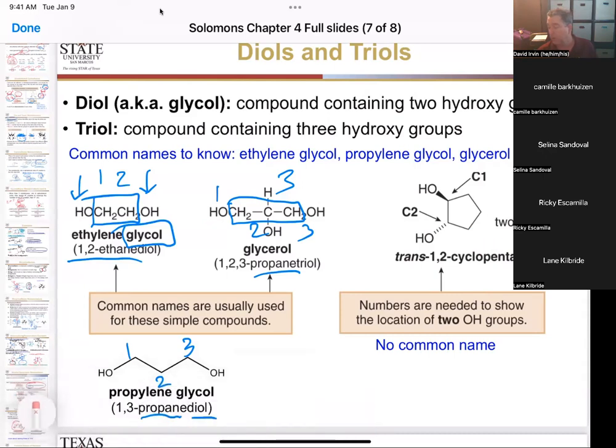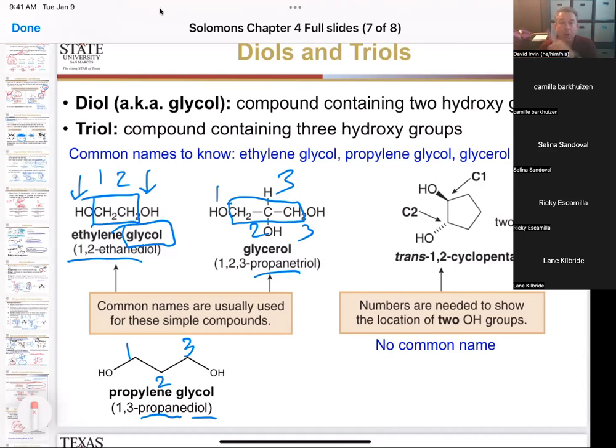But we also have to worry about rings because rings are flat, and we have to decide whether one of the groups is above the ring or if both of the groups are above the ring. If both of the groups around the ring are on the same side, that makes it a cis compound. In this case here, we see that solid wedge saying one of the OHs is sticking up. We see that dashed wedge. One of those wedges is sticking down, which means they're on opposite sides of that ring. So if they're on opposite sides of that ring, we have to call it a trans diol.